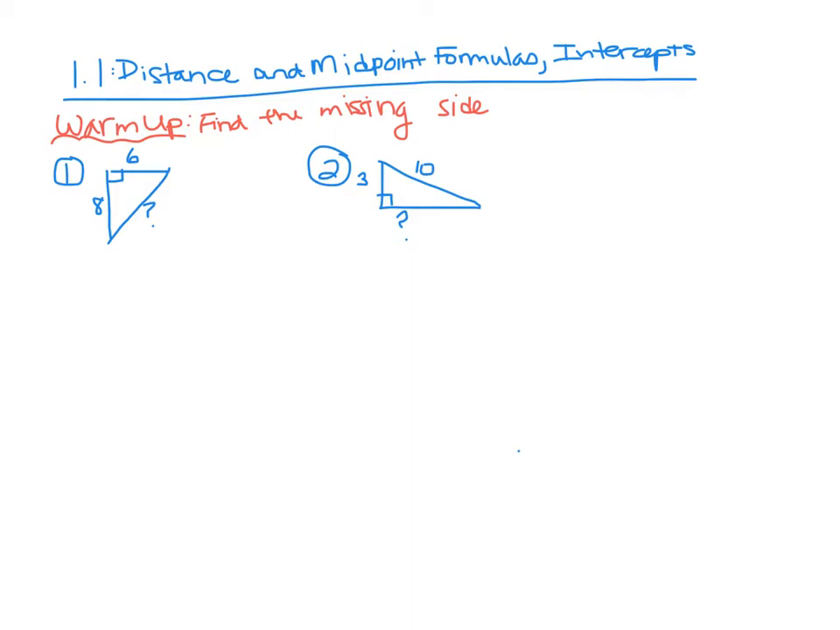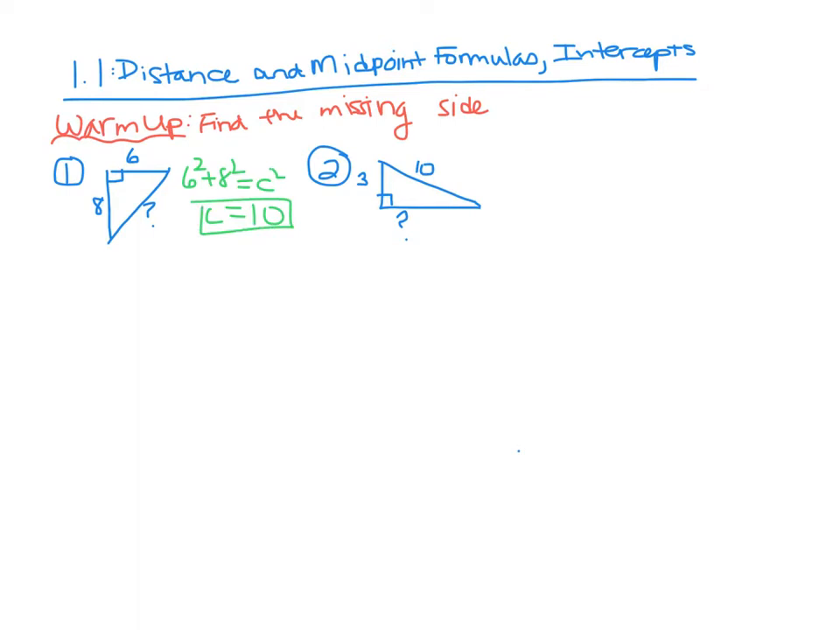So I'm hoping these problems were review. We're actually using the Pythagorean theorem for both of them. For number 1, we are going to get 6 squared plus 8 squared equals c squared. You can actually use any variable you want. When you calculate it out, you will get that c, our missing side, is equal to 10.